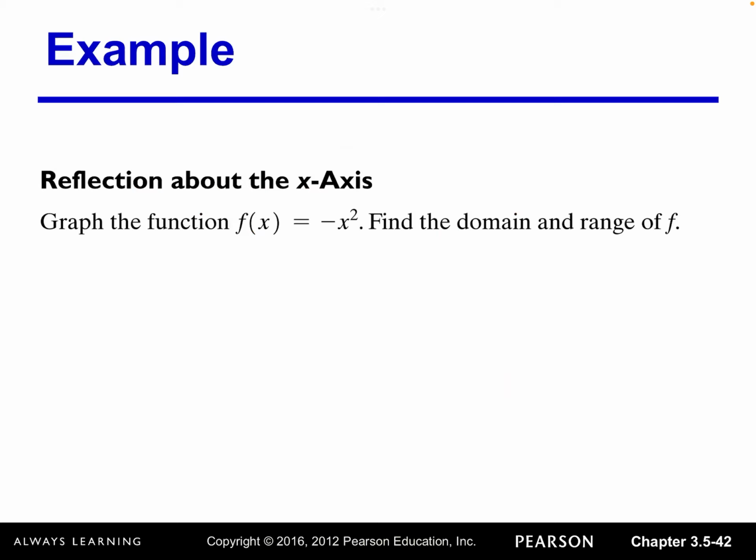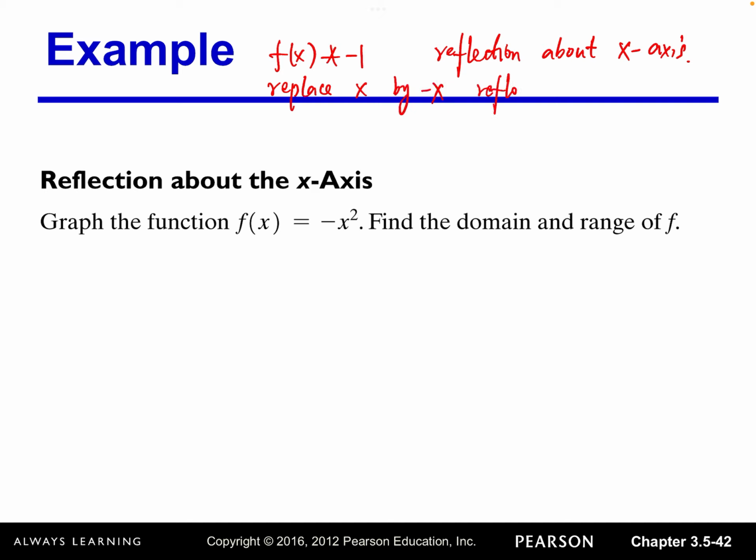The rule is this, okay? If f of x, or y, is multiplied by -1, then it is reflection about the x-axis. If we replace x by -x, then it is reflection about the y-axis. Okay, why? Let's graph and then you will see why.